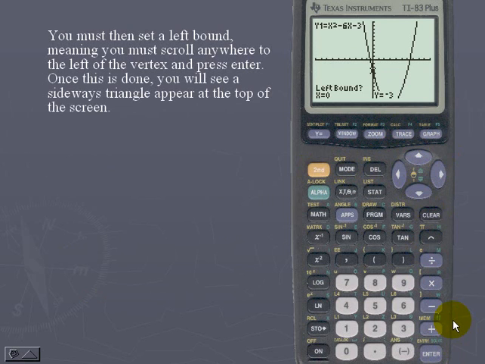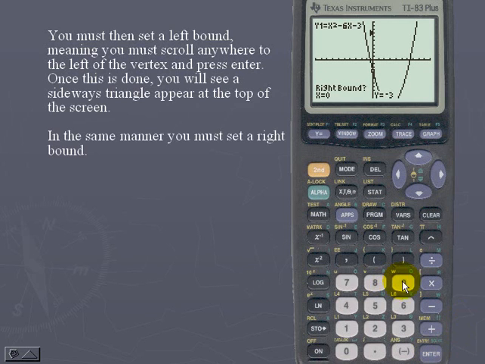We must now set a left bound, meaning we must scroll anywhere to the left of our vertex and press enter. Once this is done, we should see a sideways triangle appear at the top of our screen and to the left of our vertex. So by default here, our calculator is set to the left of our vertex, so I'm going to lock it in by enter.